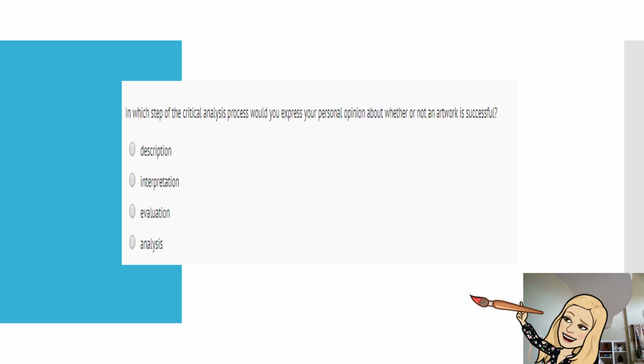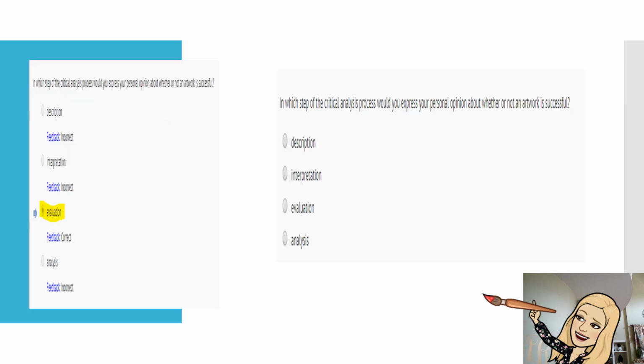In which step of the critical analysis process would you expect your personal opinion about whether or not an artwork is successful? Would you do it in the description? Would you do it in the interpretation? Would you do it in the evaluation? Or would you do it in the analysis? Take a second to make your choice. Okay, so the correct answer is in the evaluation.